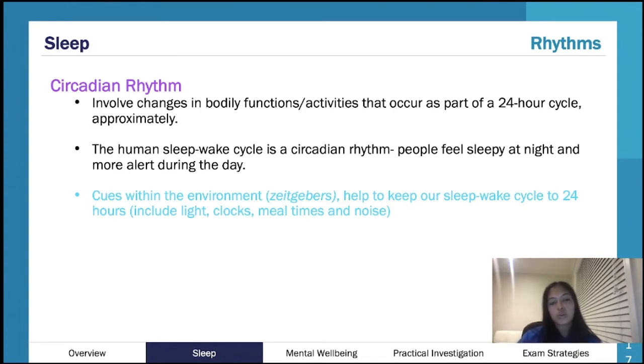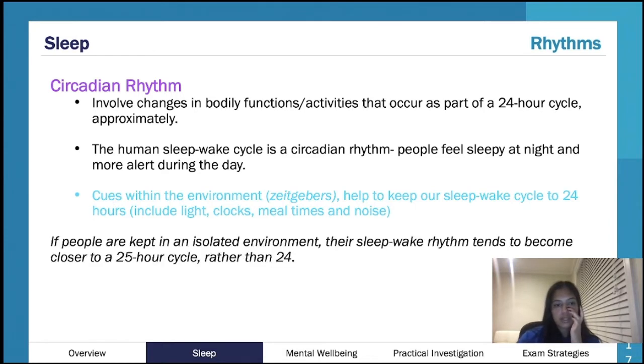When those cues are a little bit out, for example if you're coming back from a flight and you're jet lagged, that can throw off your circadian rhythm and ultimately throw off your sleep cycle. This is more of a fun fact. Basically, I think they kept people in a room and took away all these cues, so took away lights, clocks, meal times, whatever.